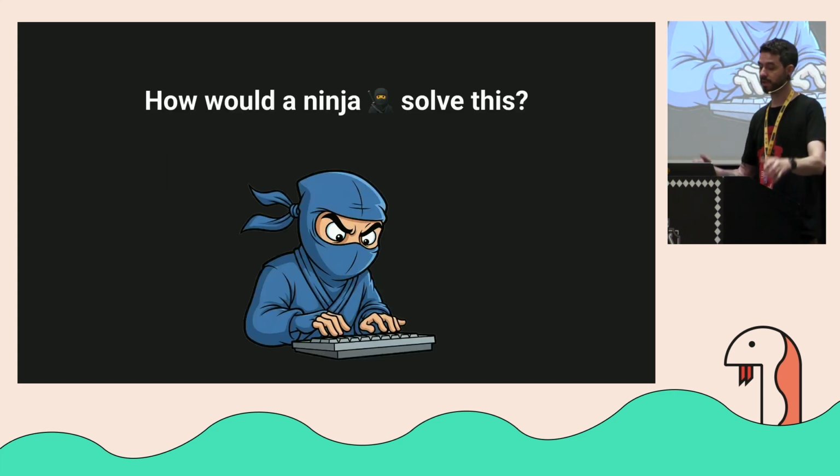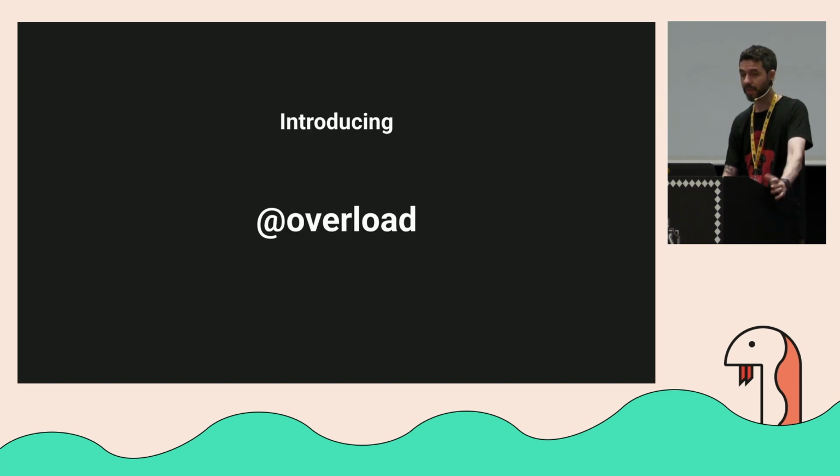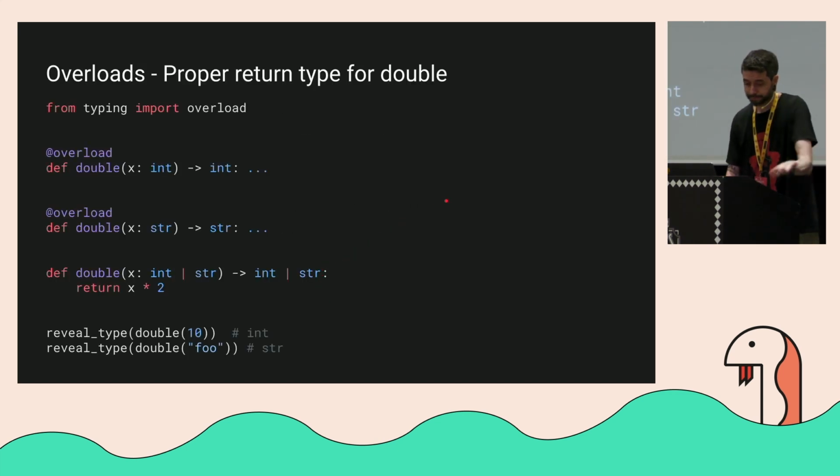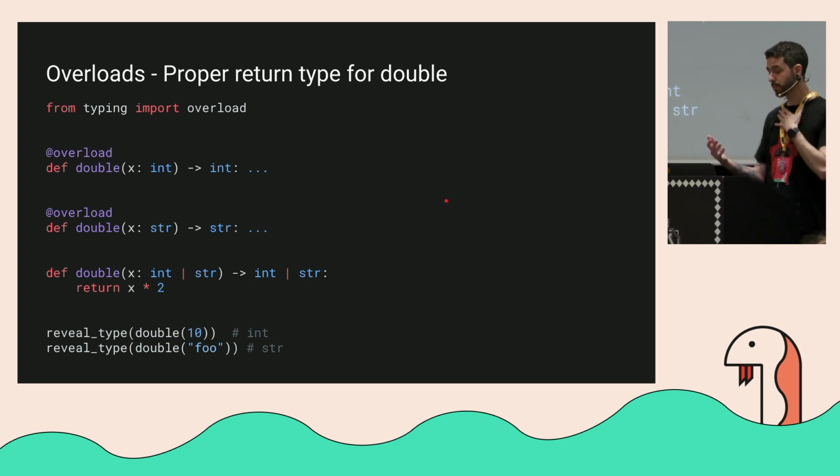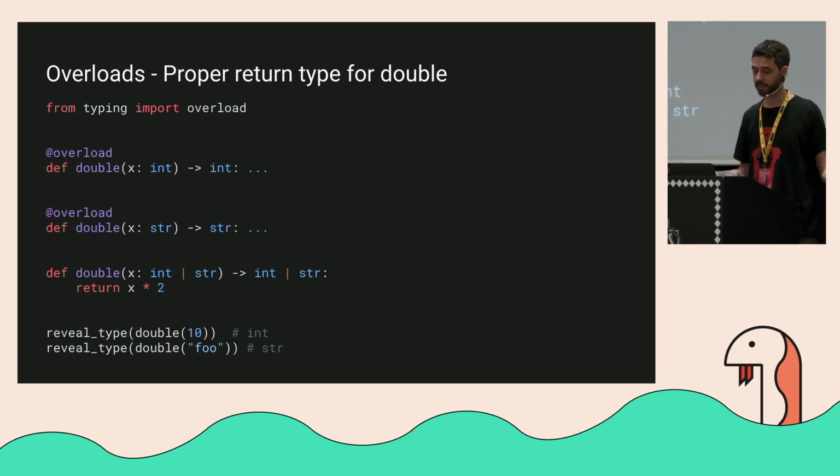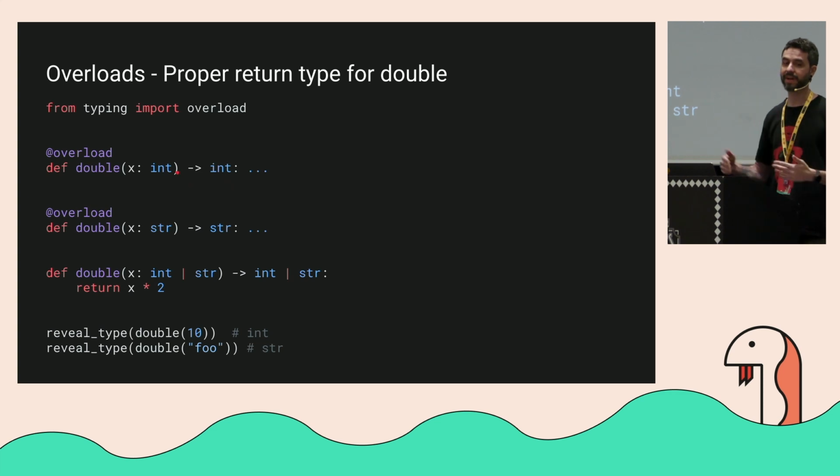So how would a ninja solve this? That's where I introduce overload. And overloads are basically just that. So you have multiple signatures of that same function. Some other languages actually implement overload in other ways. Python has a single implementation, which is where you actually define the code, but you can define other signatures.